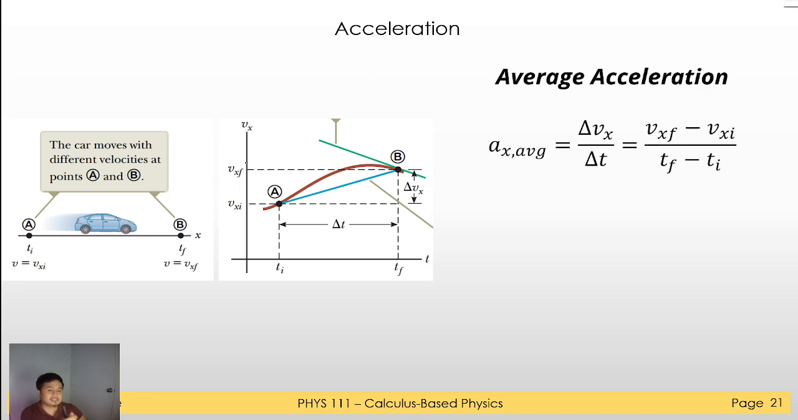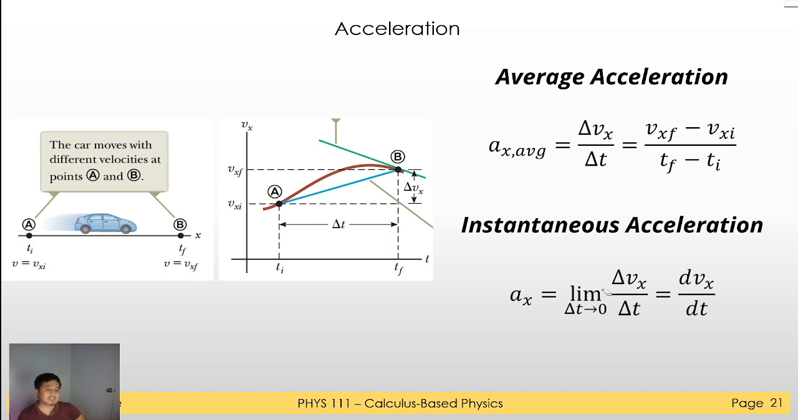So again, average acceleration is just the slope, which is the rise over run. That is the difference in the final and the initial velocities over the difference in time. And for the instantaneous acceleration, we have the slope of the tangent to this curve. To find this instantaneous acceleration, that is the derivative.